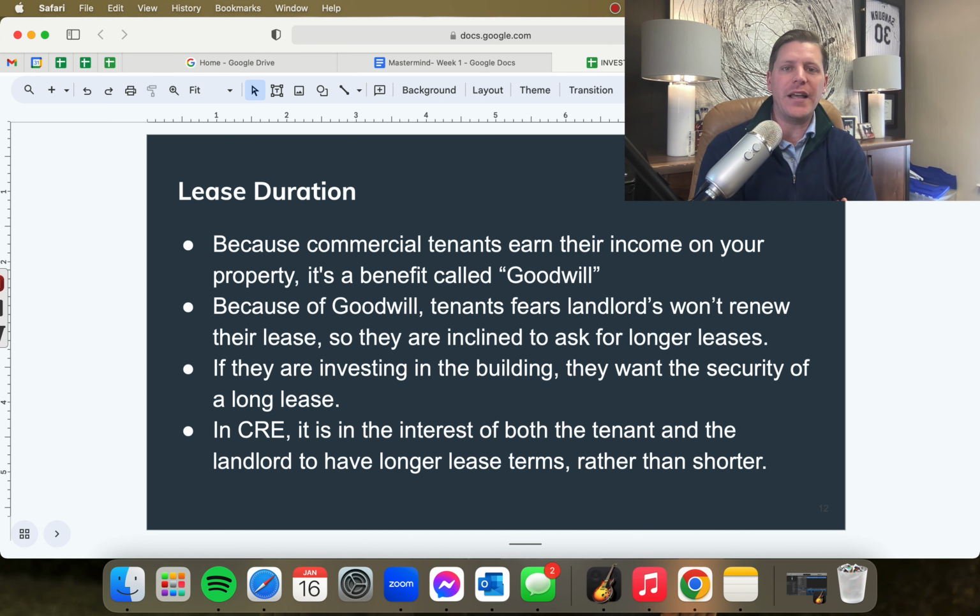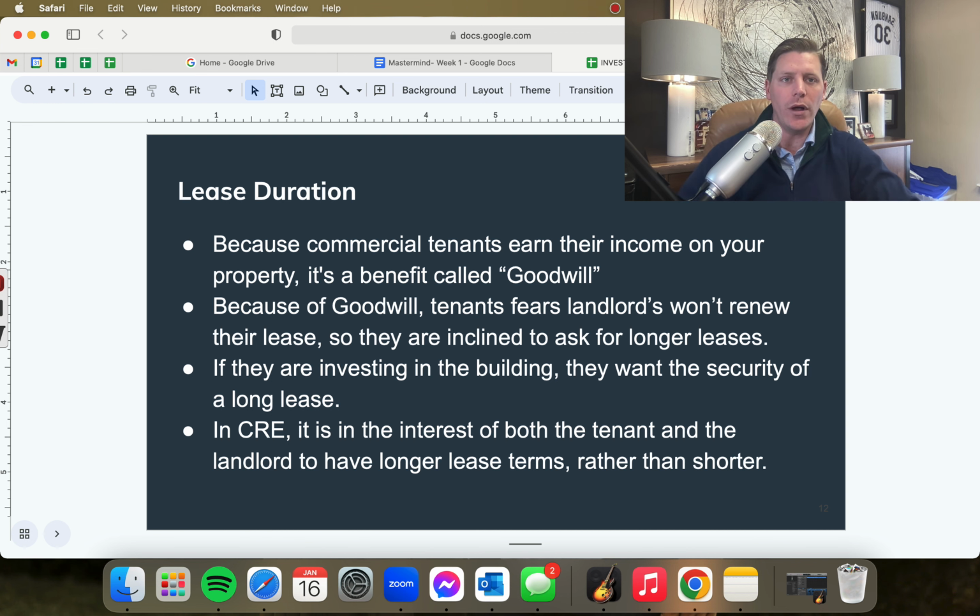Well, think about it. Because commercial tenants earn their income on your property, it's a benefit called goodwill, okay? Because of goodwill, tenants fear landlords won't renew their lease, so they are inclined to ask for longer leases. If they're investing in the building, they want the security of a long lease. In commercial real estate, it is in the interest of both the tenant and the landlord to have longer-term leases rather than shorter. So let's start back from the beginning here.